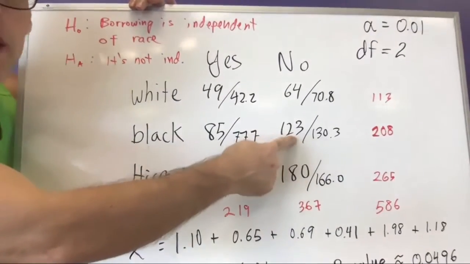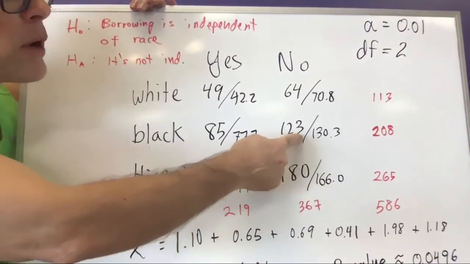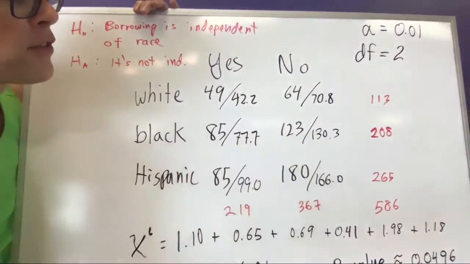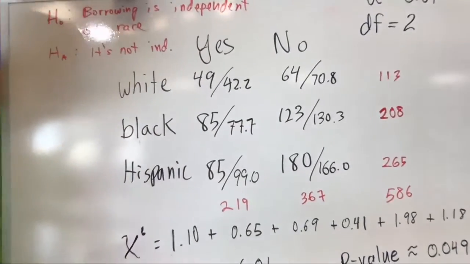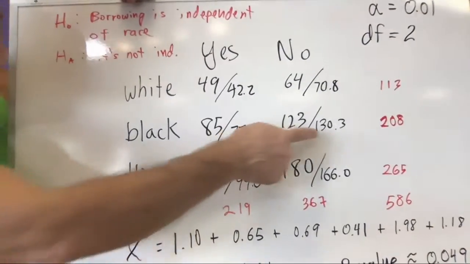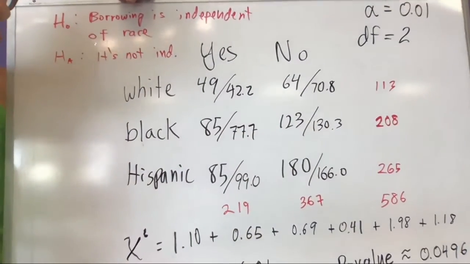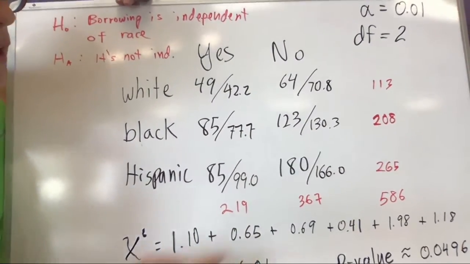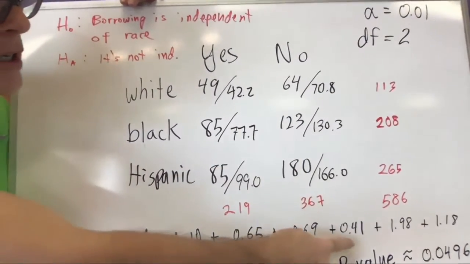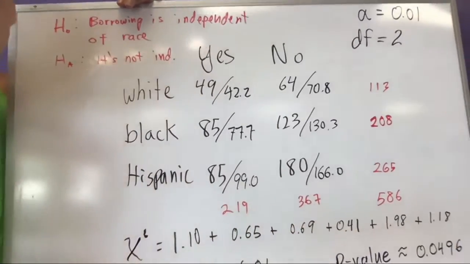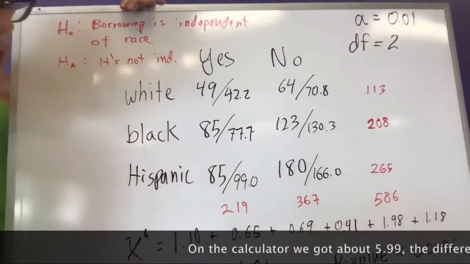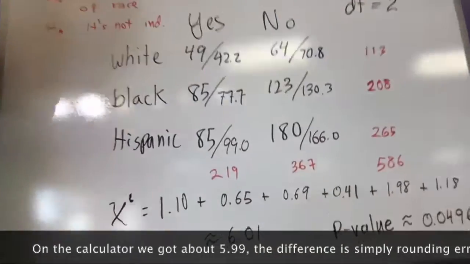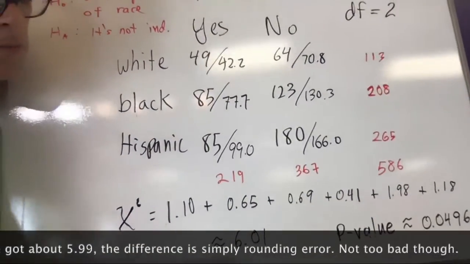So for this one right here, for example, I would do 123 minus 130.3. It's going to give me a negative number, right? But when I square that, it's going to be positive. And then I'm going to divide by 130.3. And I think that one should be 0.41. Of course, I have to do that for all 6 of those cells, add them up, and that gives me my chi-square, which in this case I got about 6.01.